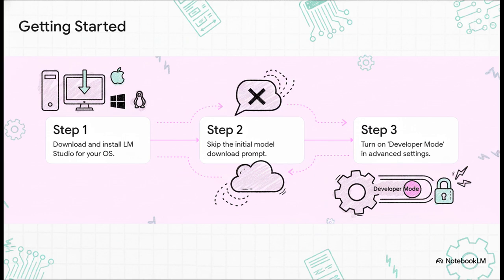Now, when you first launch it, it's going to ask you to download a model right away. Just skip that for now. We'll handle it in a sec. The one really important thing you have to do is dig into the advanced settings and flip the switch for developer mode. This unlocks the local server that we're going to need later.